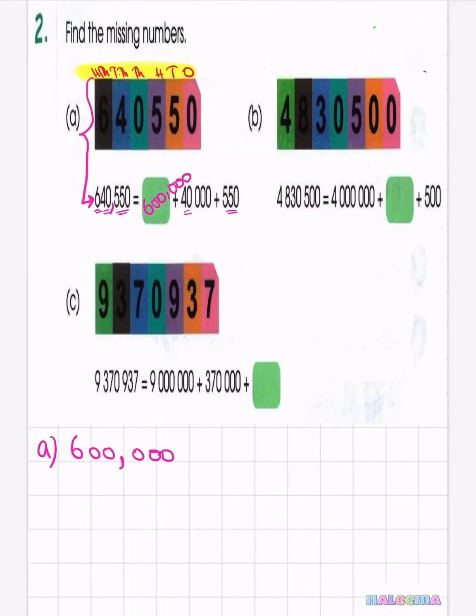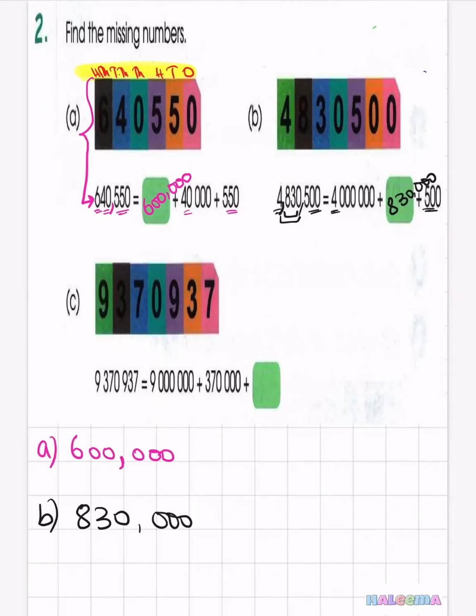Again, we'll divide the number into 3 parts here. I've already done the place value chart for you, so I'm not doing it again. 4,830,500. 500 is written for you. 4 million is done for you. What we're left with is 830,000. See, let's move on to part C.